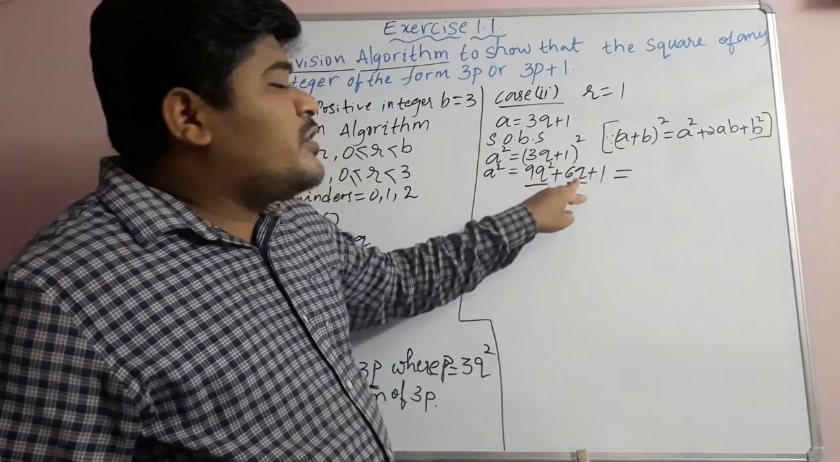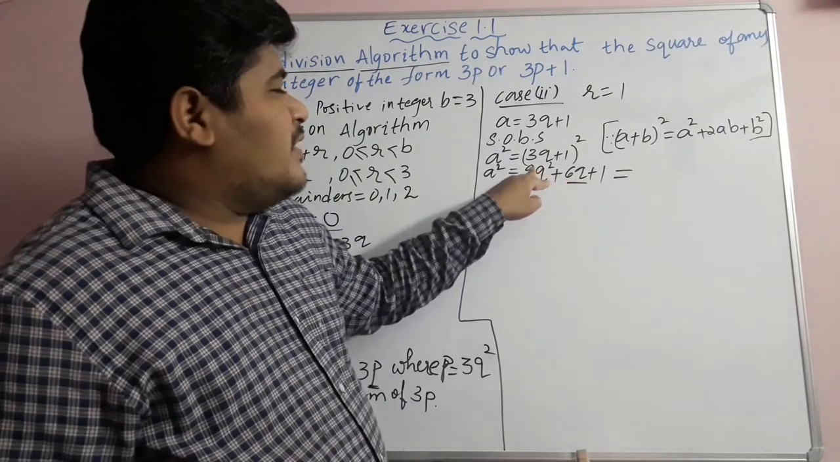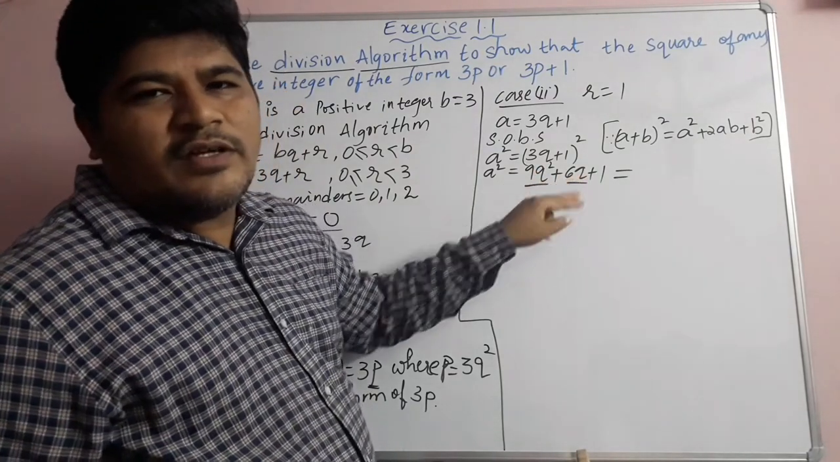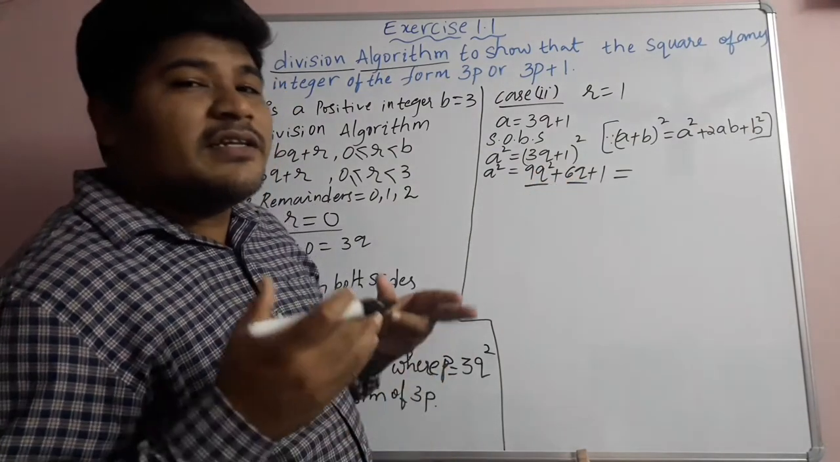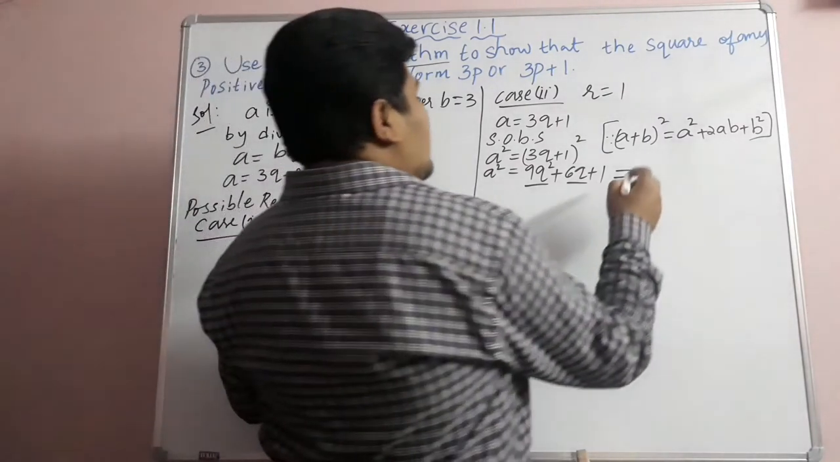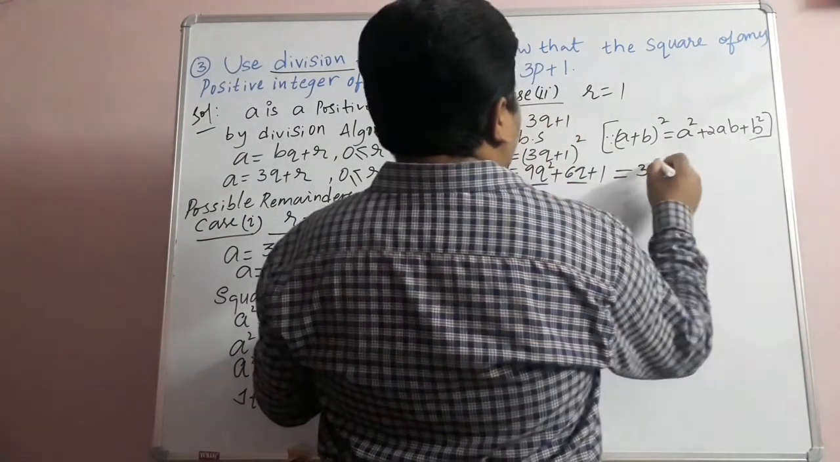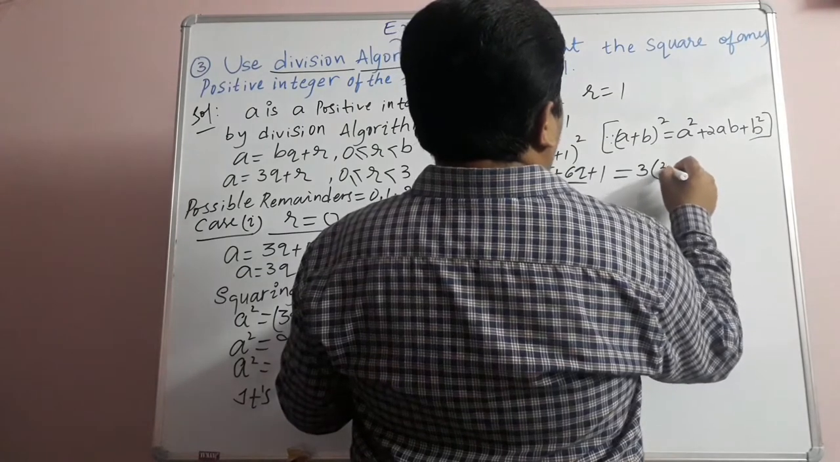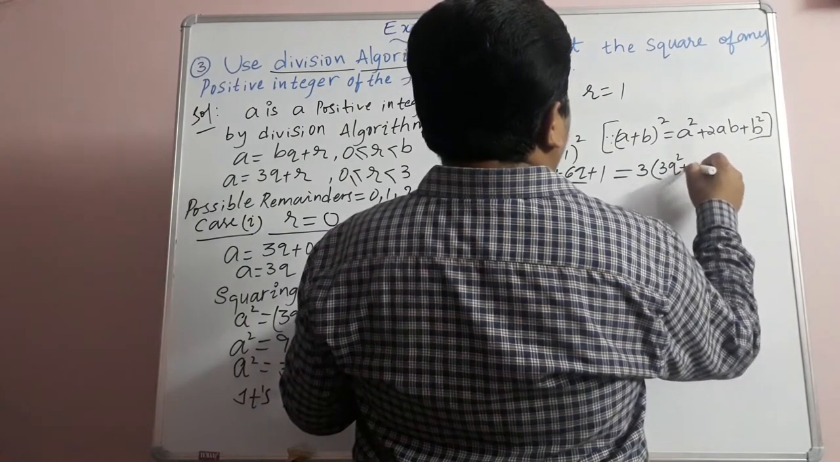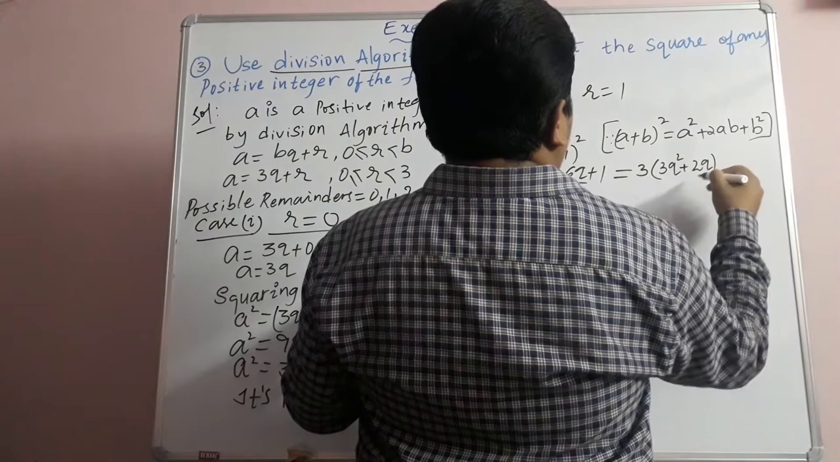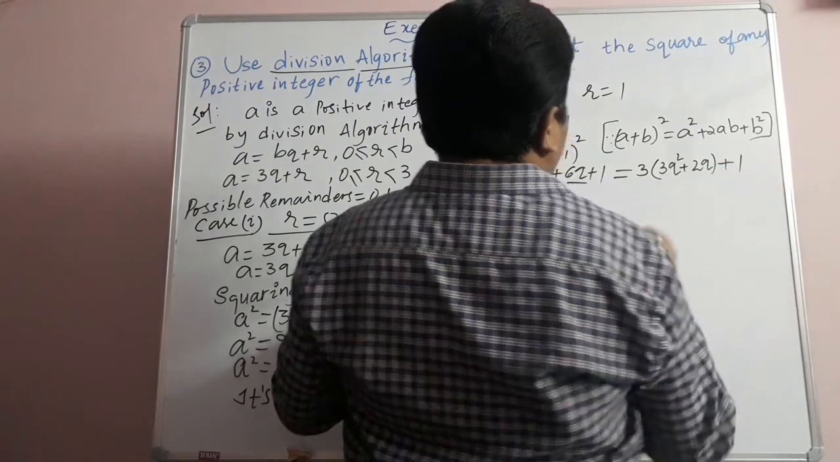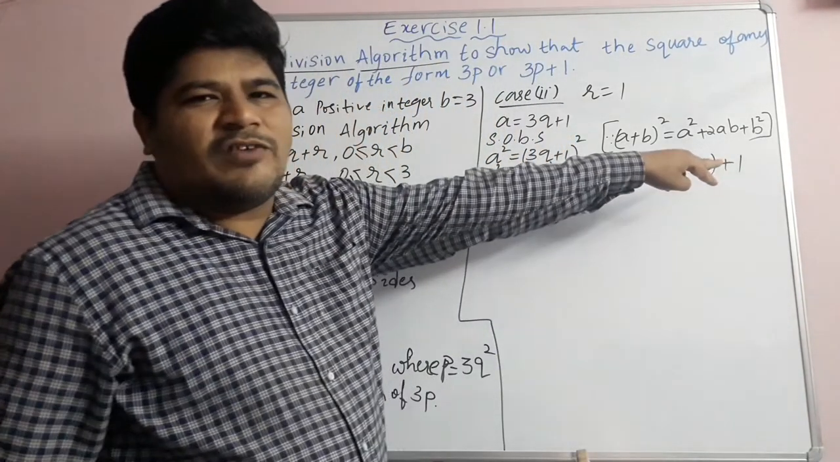From these first two terms, we can take 3 common, because 3 3s are 9, 3 2s are 6. So by using the distributive property, we take 3 common from the first two terms only. So 3 of (3q square plus 2q), close brackets, plus 1. So children, it is in the form of 3 into something plus 1, no?